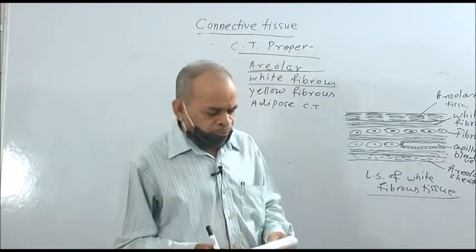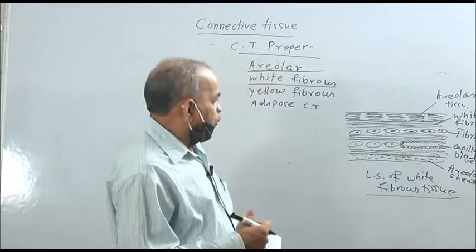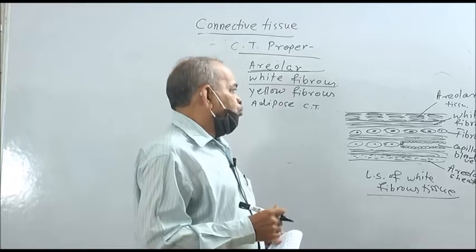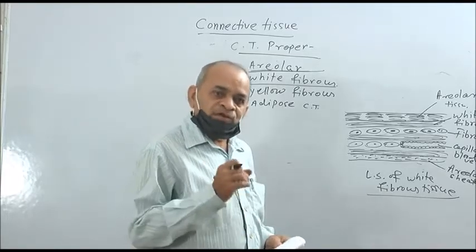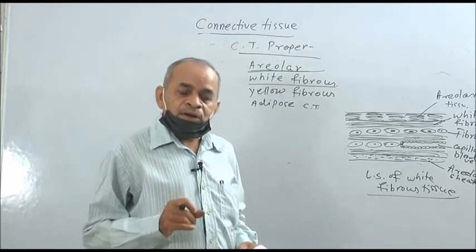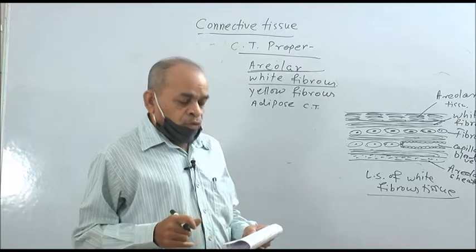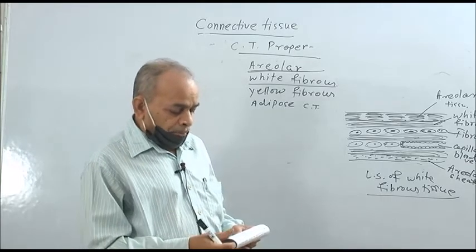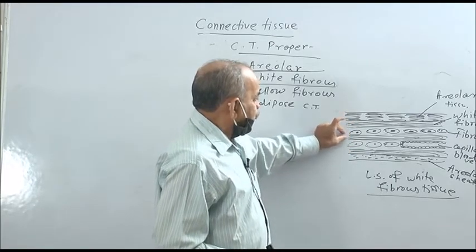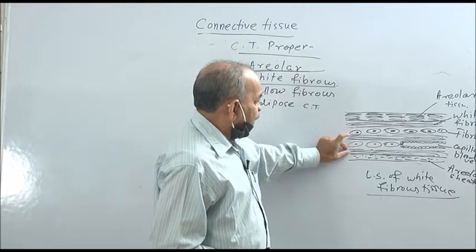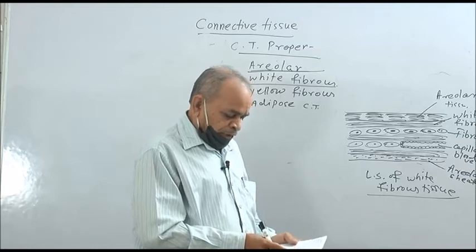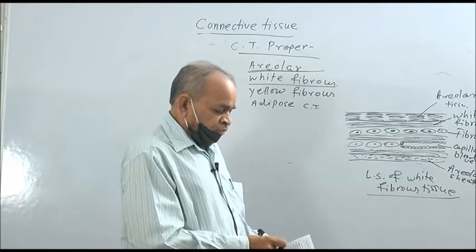So, areolar connective tissue, it is a modification of areolar tissue also. It is known as the white fibrous, because white fibers are dominant. This is a modification of areolar connective tissue. Here, white fibers are arranged compactly in parallel bundles. You can see this is a bundle of white fibers, this is another bundle, and another bundle. So, they are arranged compactly in parallel bundles.